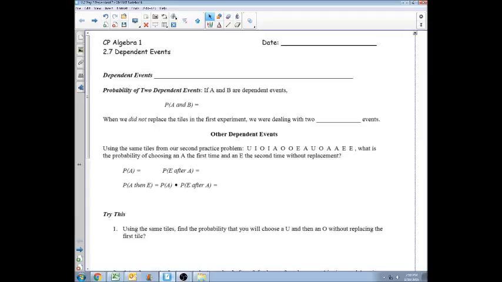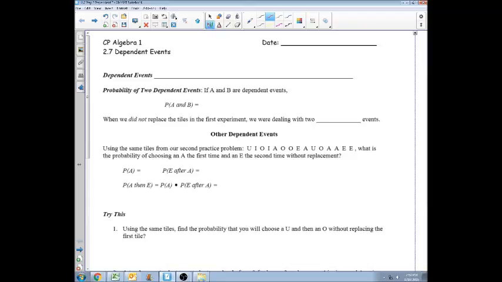This is a lesson for my CP Algebra 1 class. This is 2.7, day 2. This is dependent events. Now, dependent events has to do with our probability lessons that we've been working with. It is the next lesson after our independent events that we just talked about the other day. Make sure your date is up in the top right-hand corner, and let's begin.